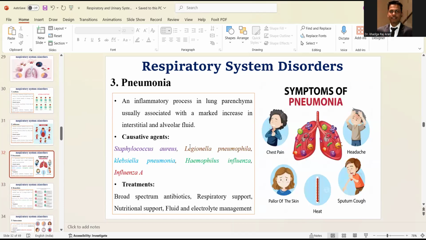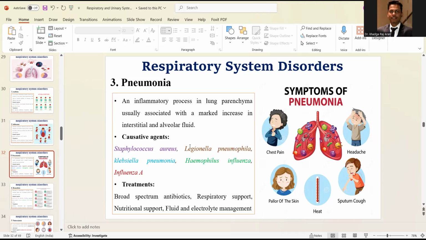Next, an important disease associated with the respiratory system is pneumonia. Pneumonia is an inflammatory process in the lung parenchyma, associated with a marked increase in fluid inside the lungs. There are some causative agents or bacteria responsible for pneumonia, like Staphylococcus and influenza. They are normally responsible for causing pneumonia.